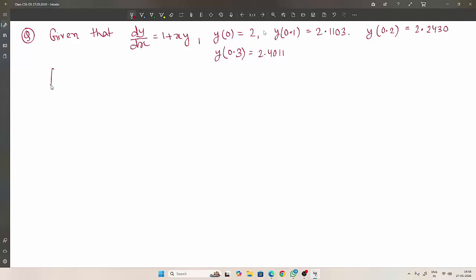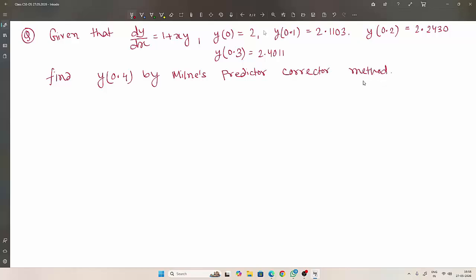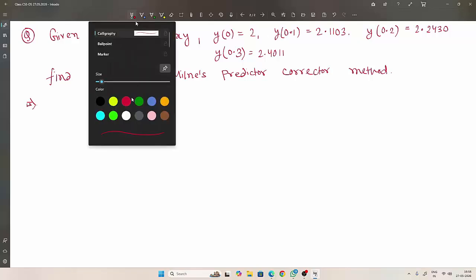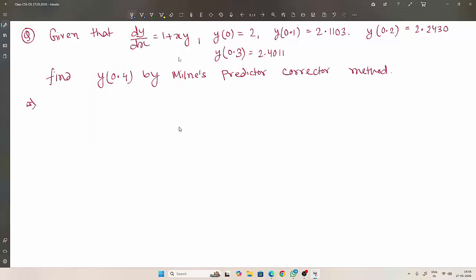Now find the next value. Find y at the point 0.4, that is y4, by Milne's predictor corrector method. This type of math is very easy. Basically, you will get 7 to 8 marks in this type of problem, but these are very easy if you remember the formula.